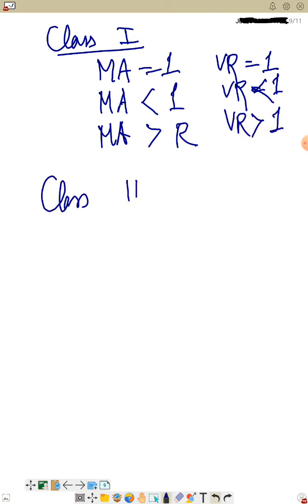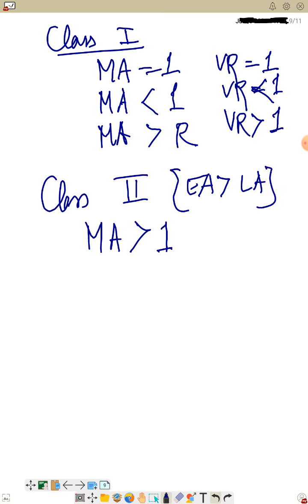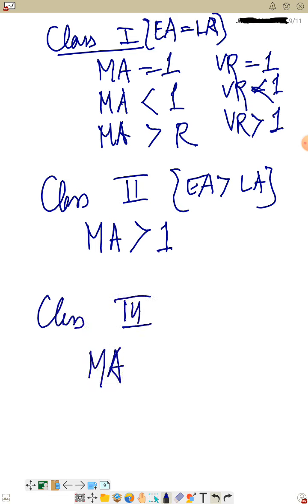Class 2 lever. In class 2 lever, mechanical advantage is always greater than 1, because here effort arm is always greater than load arm, whereas in class 1 lever effort arm may be equal to load arm, may be greater than load arm, or may be smaller than load arm depending on the position of the fulcrum, isn't it? Because fulcrum tells you the length of the effort arm and the load arm. And in class 3 levers, mechanical advantage is always less than 1 because your effort arm is always less than load arm.